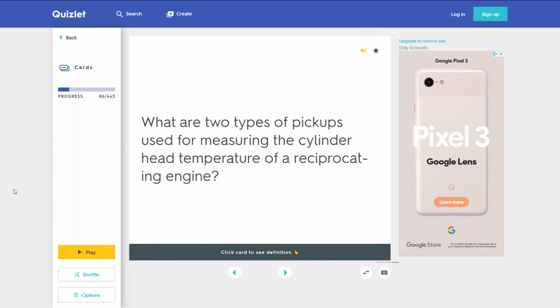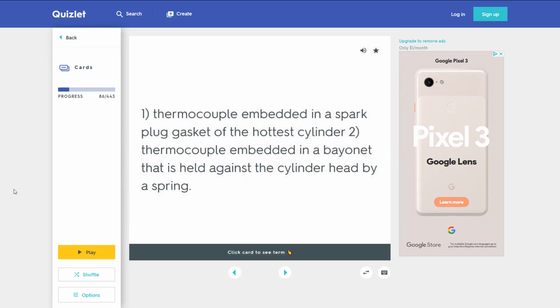What are two types of pickups used for measuring the cylinder head temperature of a reciprocating engine? 1. Thermocouple embedded in a spark plug gasket of the hottest cylinder. 2. Thermocouple embedded in a bayonet that is held against the cylinder head by a spring.